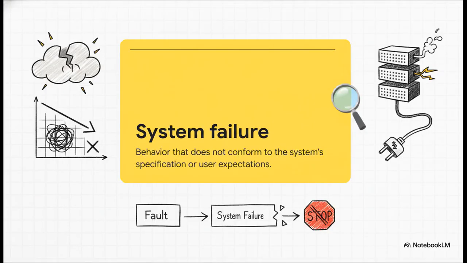And finally, Step 4, the system failure. The definition is behavior that does not conform to the system specification or user expectations. This is the final stage. It's where the system actually crashes, or maybe it just completely fails to send the weather data. Either way, it ultimately fails to deliver the expected service to the end user. So, to recap, the human mistake created the fault, the fault caused the error, and the error broke the system.